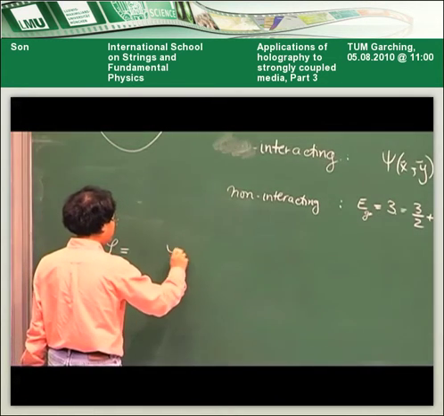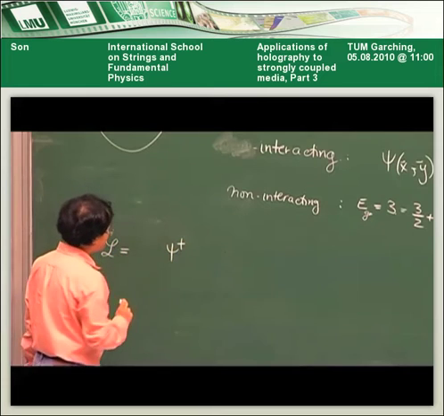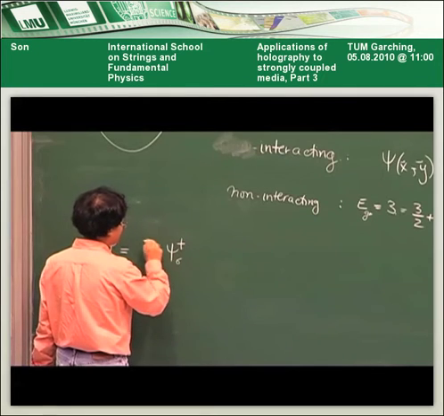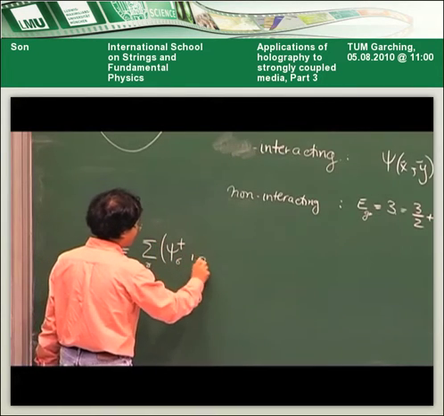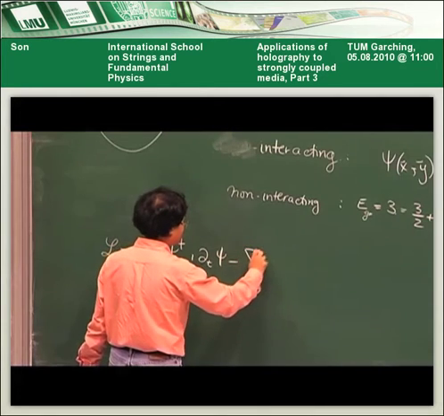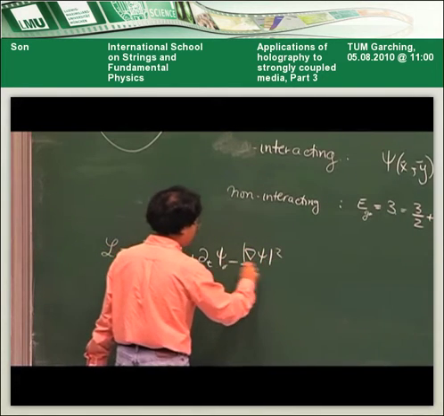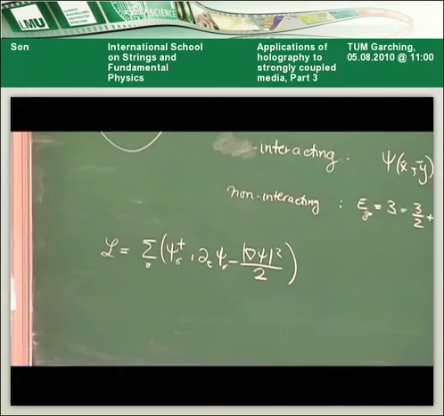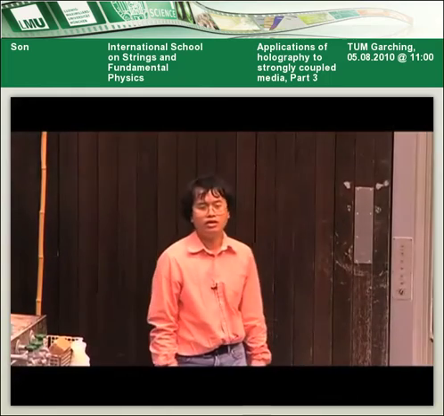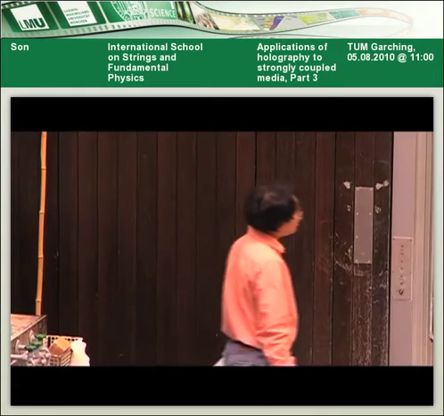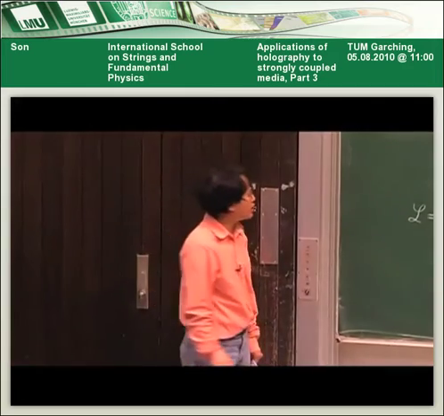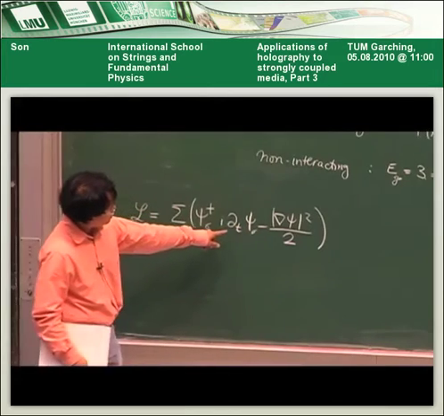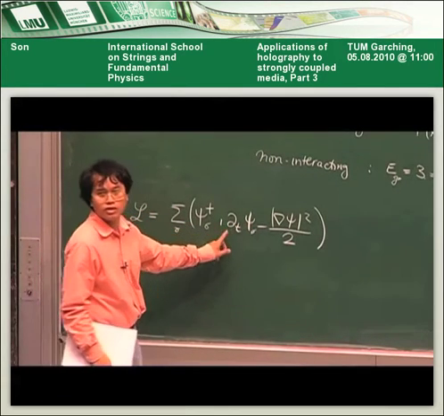Let us introduce a fermionic field psi that has been indexed by sigma. So we have to sum over sigma of i psi dagger dt psi minus the gradient of psi squared over 2. That is just free non-relativistic particles in the second quantized form. That is the Lagrangian. It's first derivative in time because the particles are non-relativistic.